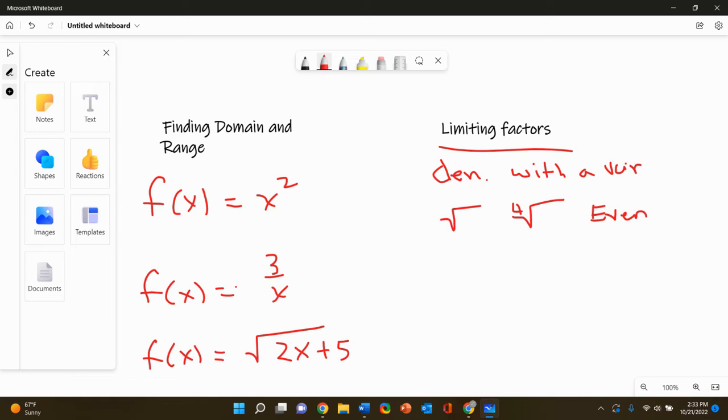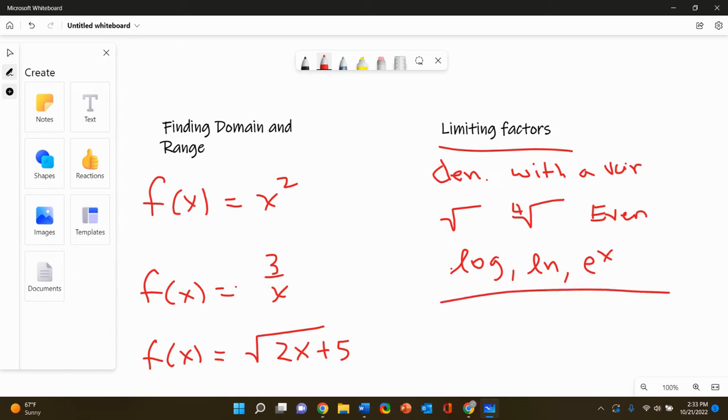And then some other things, and we'll talk about those probably in some later lessons, are things like the logarithm function, the natural logarithm function, and exponential functions. And those special functions like that will limit your domain. So what are some things you can do to visually see what we're talking about?